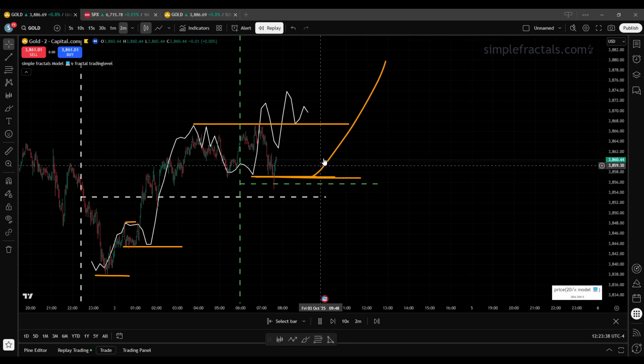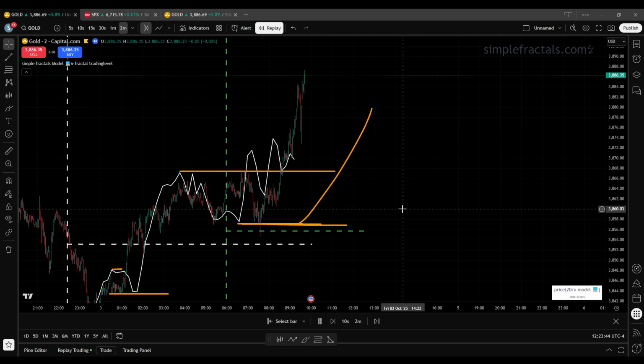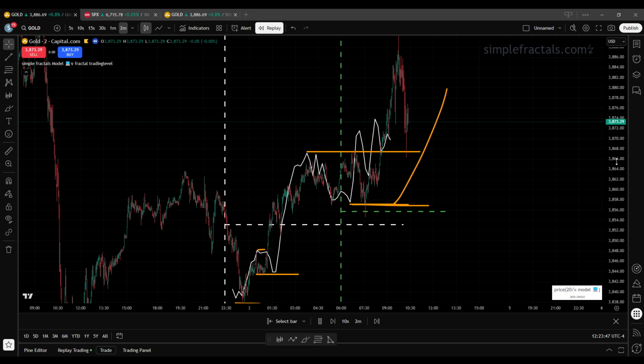And right here, based on your risk management, you can take the first take profit and then use partials by the extension of the Y model. So that's it, the analysis.